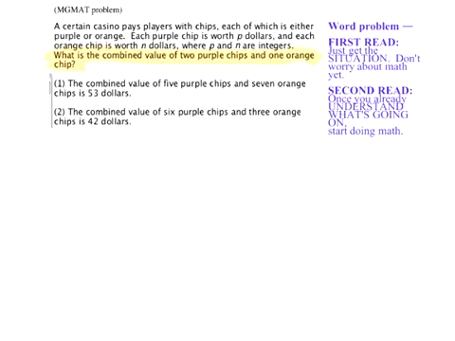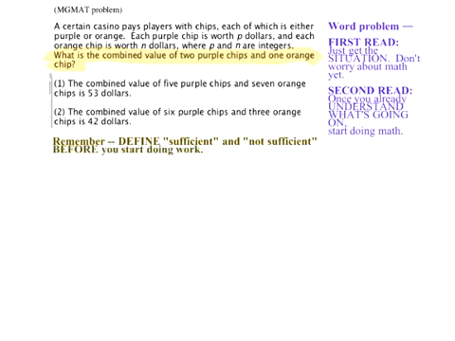Without spending an inordinate amount of time here, let's make sure we have a definition up there of what sufficient and not sufficient mean. This is the biggest trouble people have with a lot of data sufficiency, not defining what those things mean at the start of the problem. So remember to define sufficient and not sufficient before you start doing work. Meaning, what does sufficient mean in this problem? Go ahead and tell me in the chat box. Sufficient means that you can get what? Chat box, please.